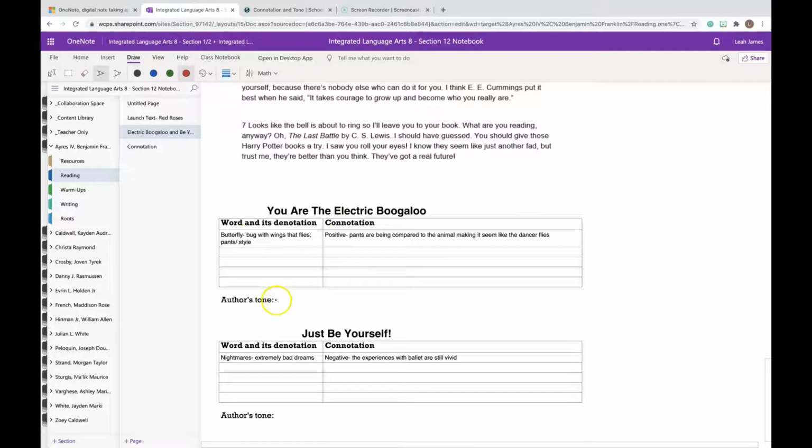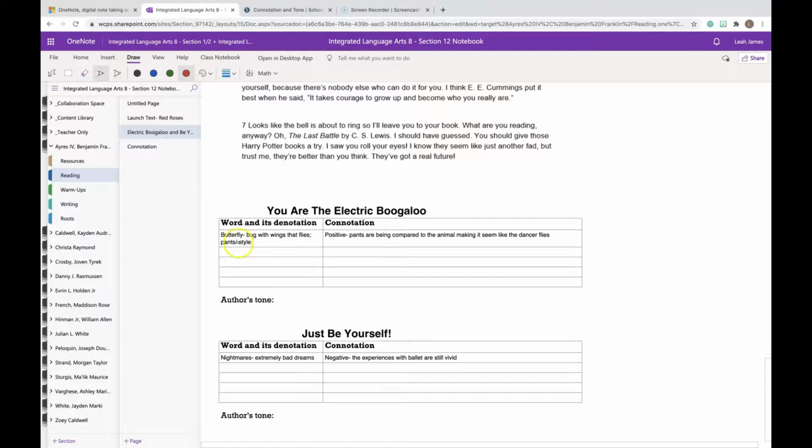But once you're finished with your chart, you're going to go through and try to identify what you think the author's tone is. Remember, author's tone is their attitude towards whatever subject. So if you're reading You Are the Electric Boogaloo, what is the author's tone while they're writing that letter to their past self? Or in Just Be Yourself, what is the author's tone when she's writing that letter to her past self? What are her feelings towards not getting so lost in finding yourself? What are the author's feelings with You Are the Electric Boogaloo and messing up that one dance? What are they feeling towards that?